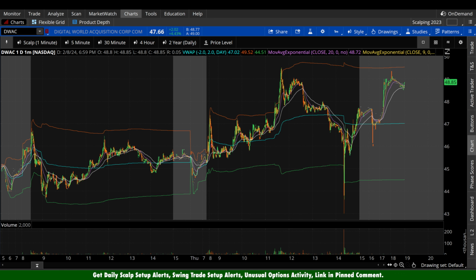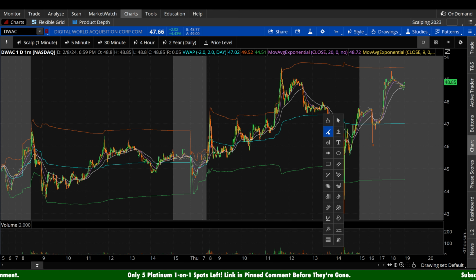Today we're taking a look at Digital World Acquisition Corp, ticker symbol DWAC, on a variety of time frames in anticipation of the next trading day, Friday, February 9th. Well, Digital World Acquisition, DWAC stock, finishing the day today up about 2 points a share. We're heading into that $50 a share region, up 4.43%. Let's take a look at this thing here today.